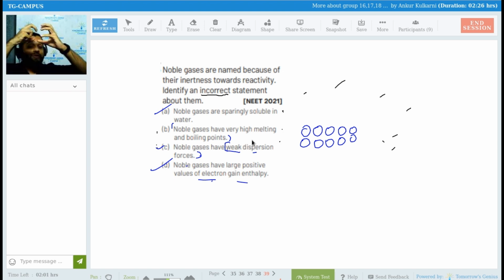So since it is weak dispersion forces, and the octet is complete, they are unreactive, they do not want any force of attraction, hence they are at one place with weak dispersion force. So obviously, if I heat it even slightly, it will melt, it will boil, isn't it? So it has low melting and boiling point. B is incorrect. That's why that is your correct answer to this question.